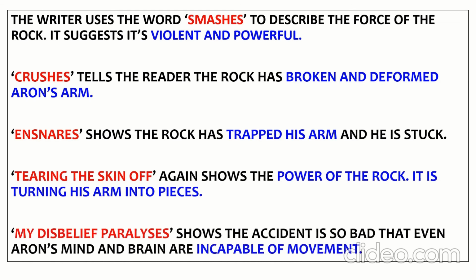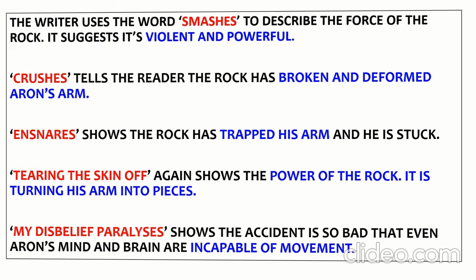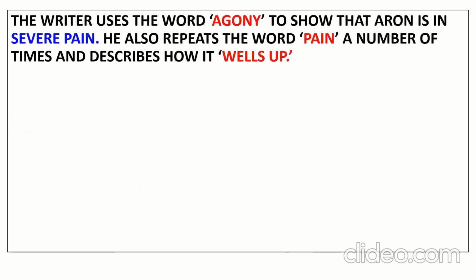And I've put my disbelief paralyses. This shows the accident is so bad that it's hurt him physically, but mentally it's so bad that even Aron's mind and brain are incapable of movement. Again, be a human dictionary. What does paralysed mean? It means you can't move, or certain parts of you can't move. Okay, I've got some more here.